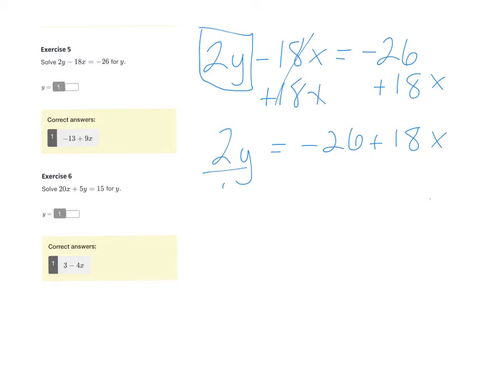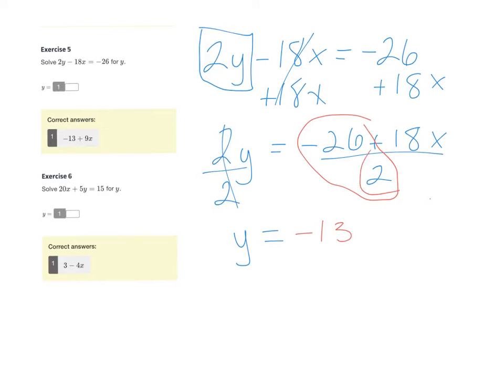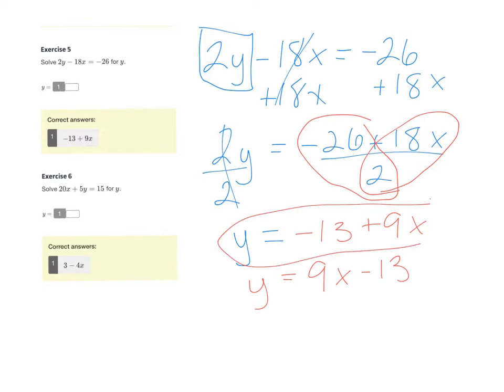And my final step is going to be to divide by 2. But we're going to do the butterfly method on the right-hand side. So we're going to get y equals negative 26 divided by 2 is going to be negative 13. And then we have positive 18x divided by positive 2 is going to be positive 9x. The other way is if you flip these, you'd have positive 9x minus 13. And these are equivalent to each other, and Big Ideas should have accepted either one of those.